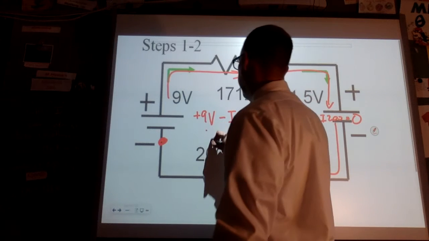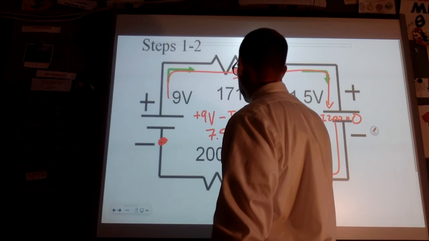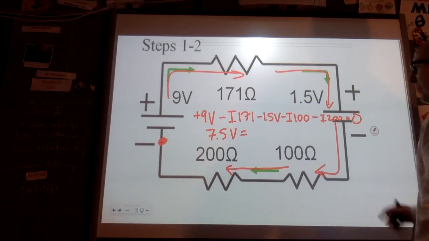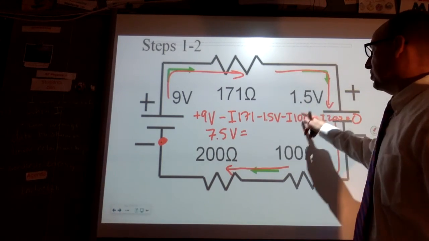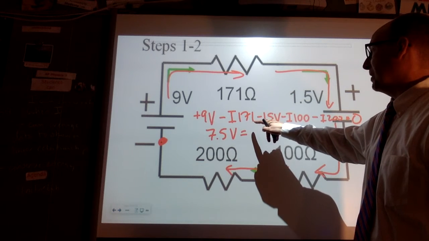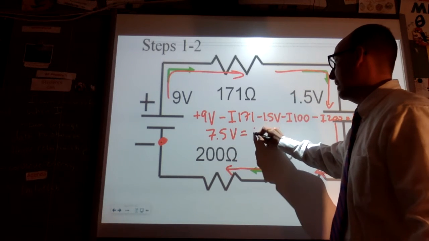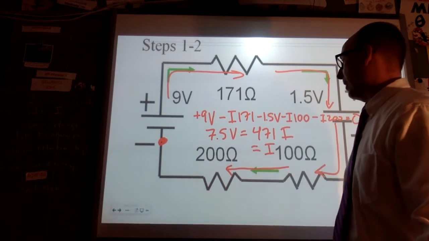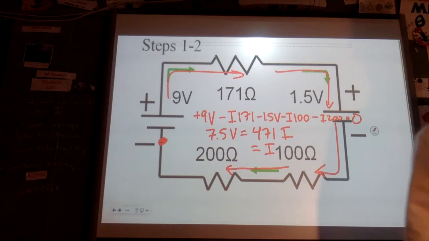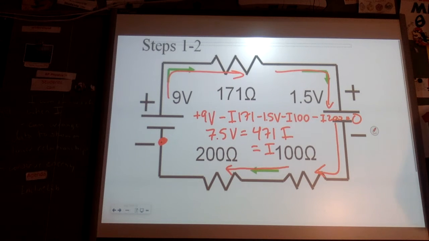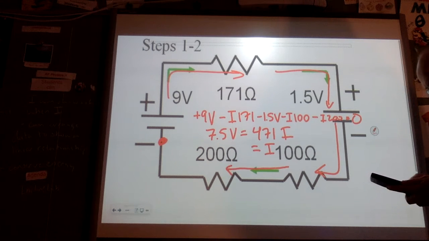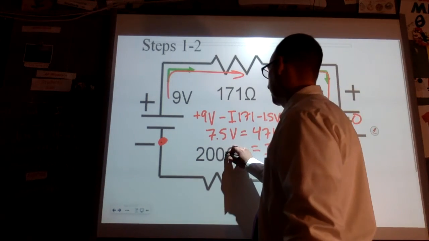So I'm going to have 7.5 volts on one side, and I can combine all of my I's together. So I have 200 plus 100 plus 171, which would be negative 471I, and add that to the other side. And then I can get my current as being 7.5 divided by 471. So 0.06.